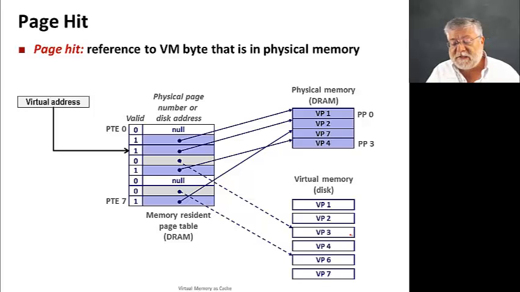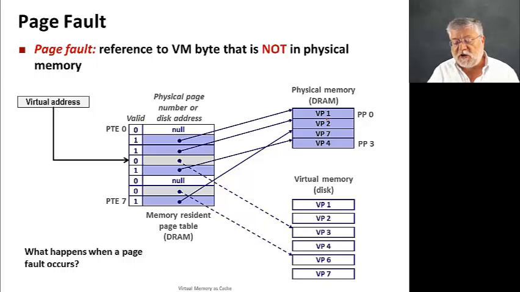All right, let's see what happens on a page hit. On a page hit, we use our virtual address to index the page table. We find that it is valid, and it provides us with an address in physical memory, and we now know where that page is and can access it using physical addresses. Pretty straightforward. We've had to do an access of memory to get this page table entry, and then a second access to memory to actually get the data we want at that physical address.